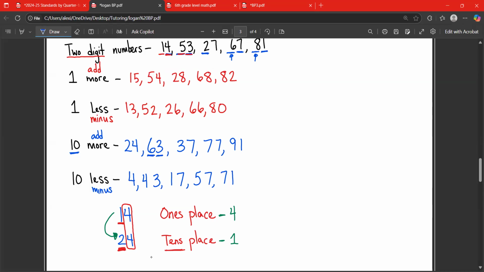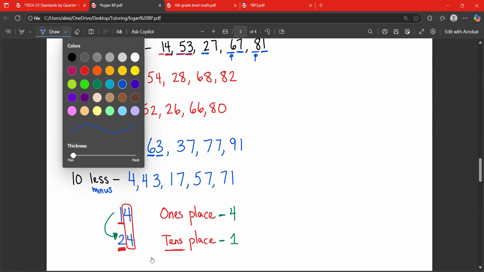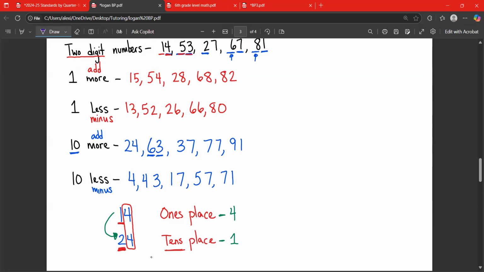Now, just to make sure it makes sense, let's go back to one more and one less real quick. One more, one less is about changing the ones place, not the tens place. So let's see if it worked. One more. So we had 14. The 4 is in the ones place. So it had to go up 1, and it did. And the tens place stayed exactly the same. 53. The ones place, which was a 3, had to go up 1, and it went to a 4. And look, the tens place stayed the same. And then you can verify the others.